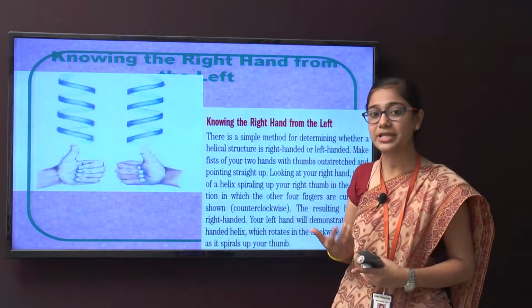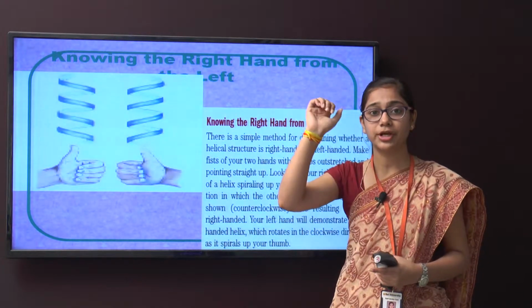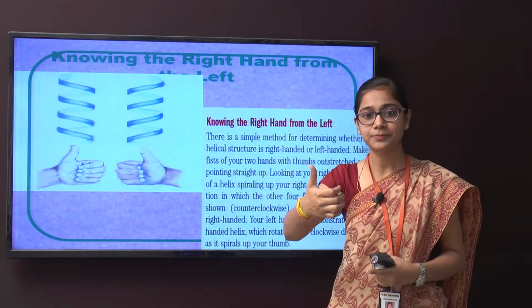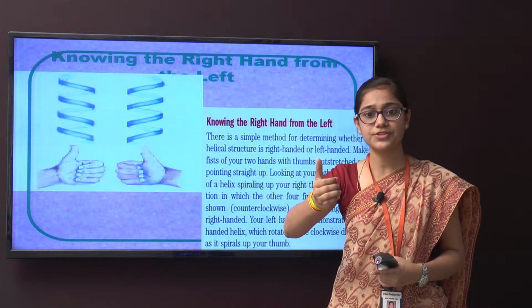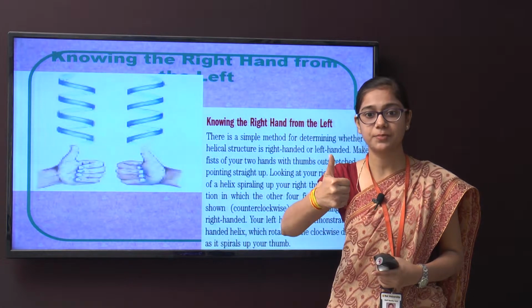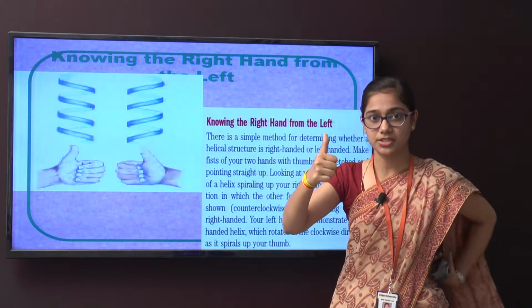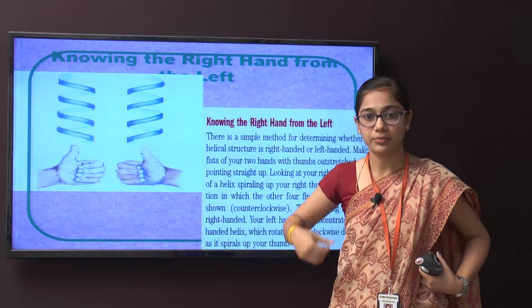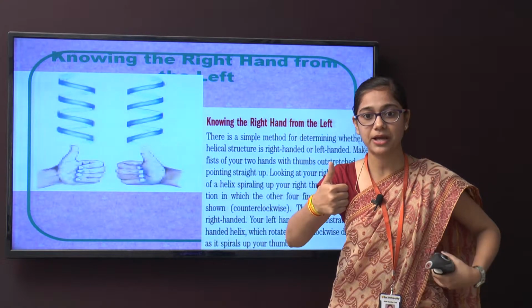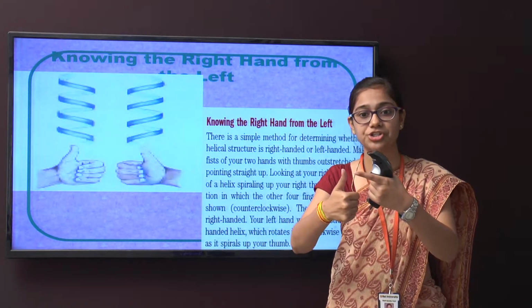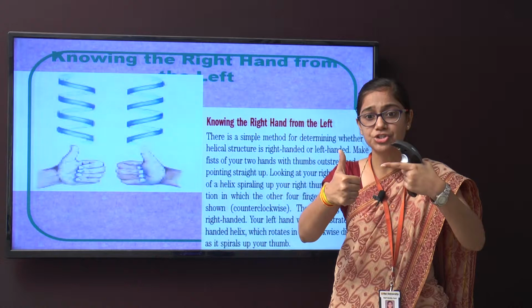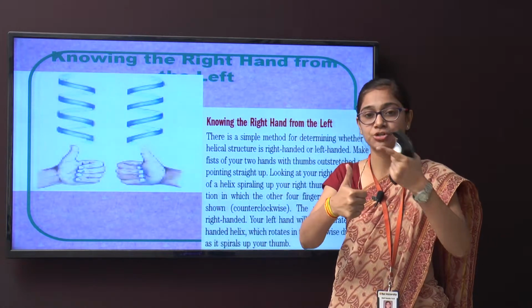How to measure? Take your right hand, and make a fist. For example, this is my thumb. Think of the alpha helix spiraling along your right thumb in that direction. This is my thumb, and my fingers go in the counterclockwise direction.